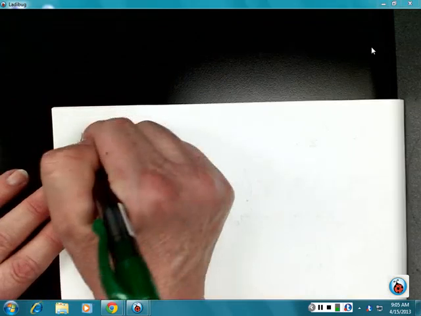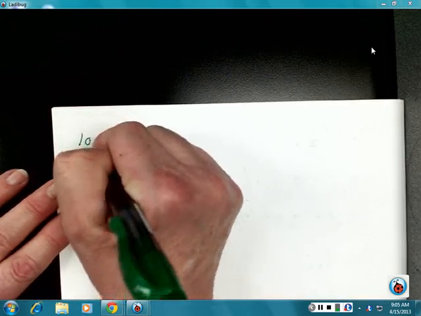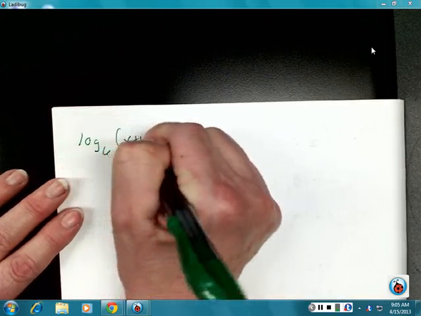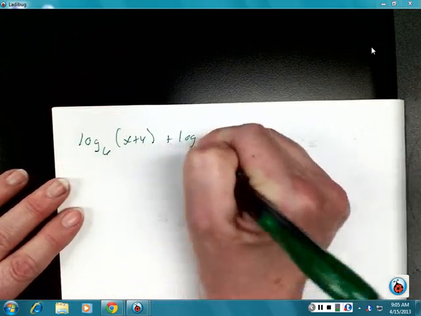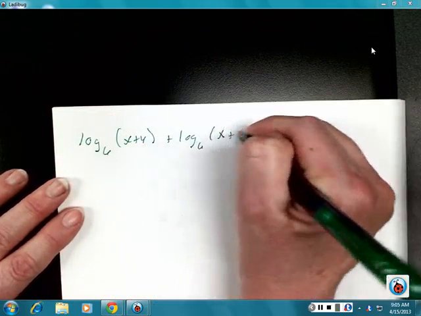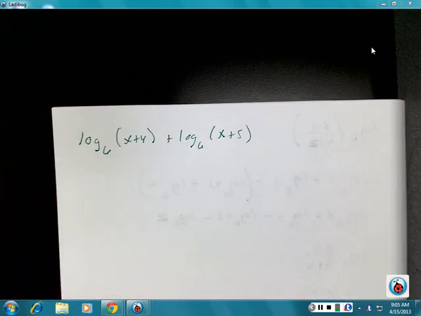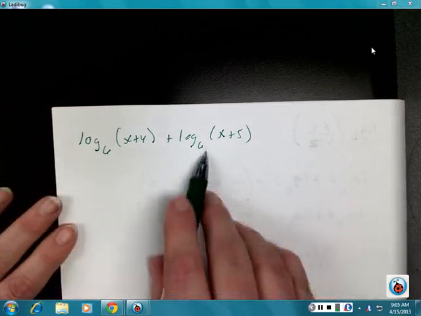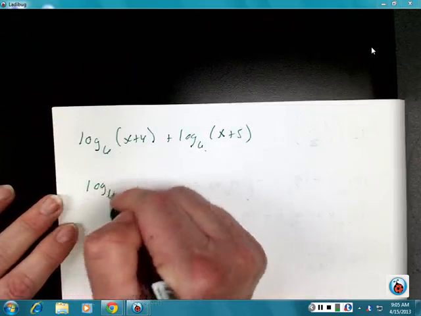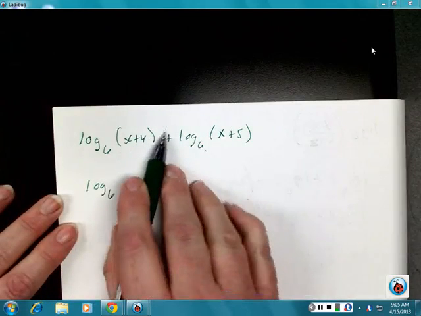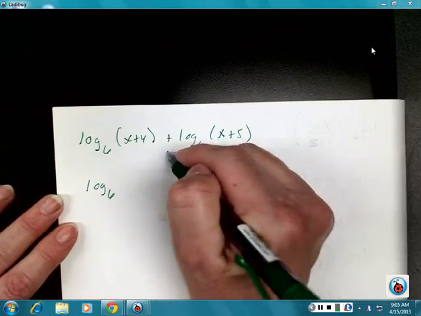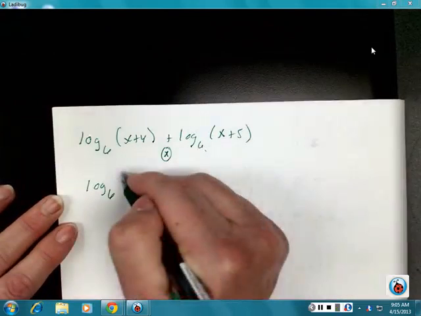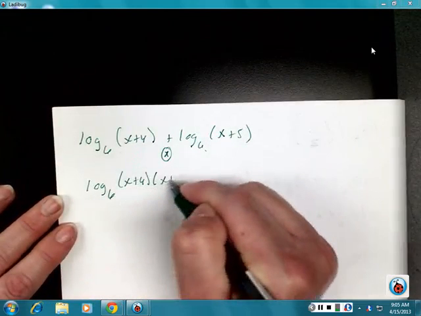And how about this one? This one is broken apart for you, and you need to put it back together. Log 6 x plus 4 plus log 6 x plus 5. Now, because it's broken apart, I have to reverse my process. Well, my reverse process says I have log 6. Since it's an addition, it really means to multiply. So I have x plus 4 times x plus 5.